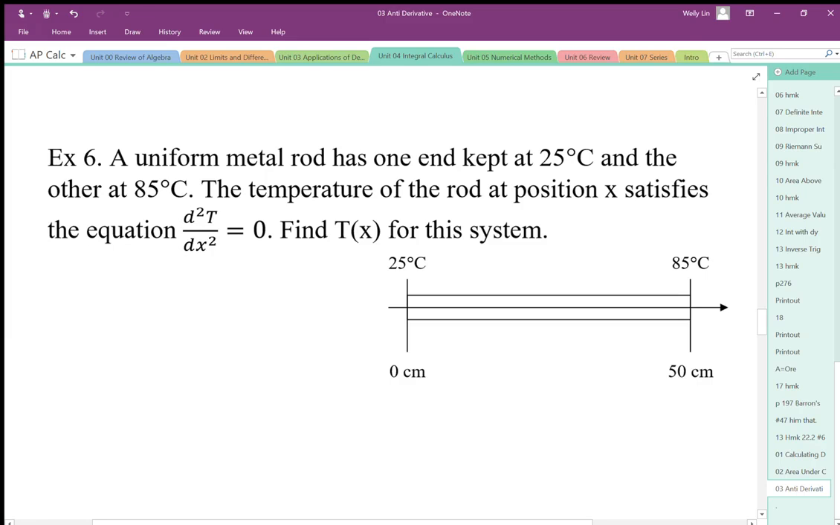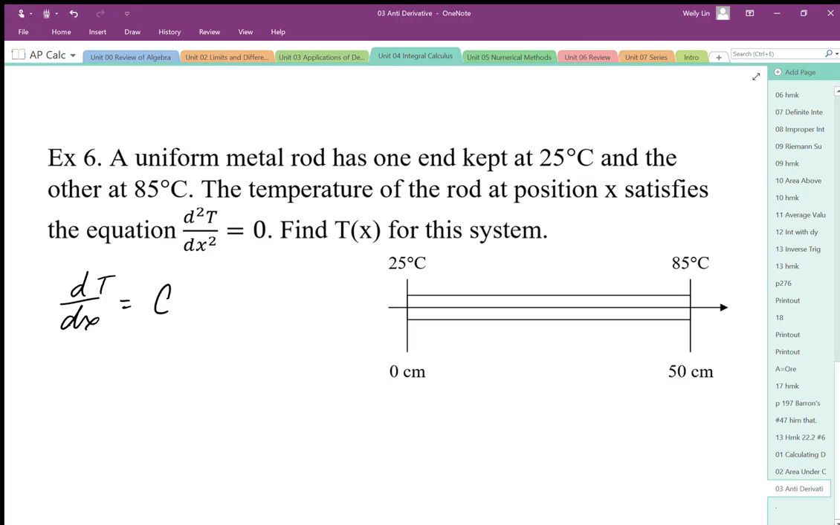If my second derivative differentiates to 0, that means that the first derivative must have been a constant. I'll call it c. The first derivative, the change in temperature over change in x, is a constant value, so it changes linearly along this line. Okay, so if we know that, then we can just say halfway is going to be halfway between 25 and 85, which is, I think, 55 degrees.